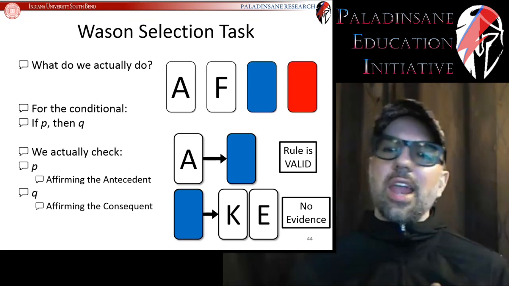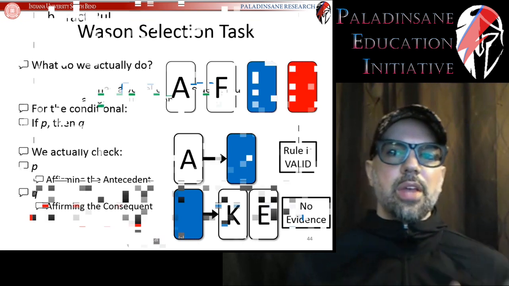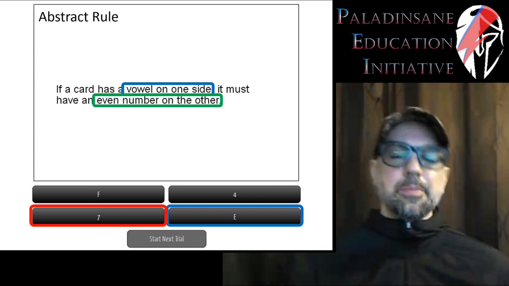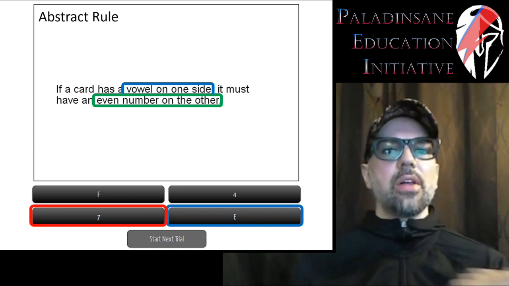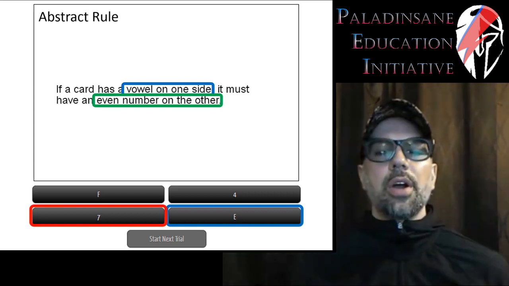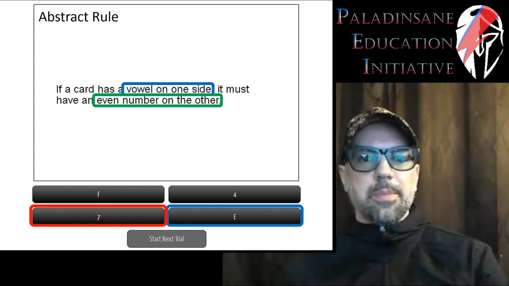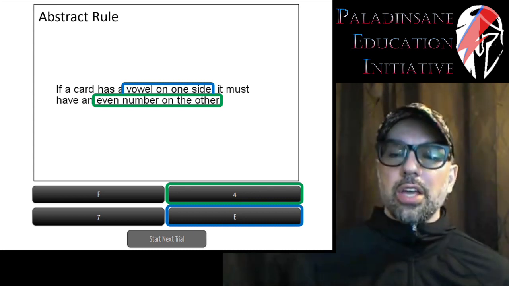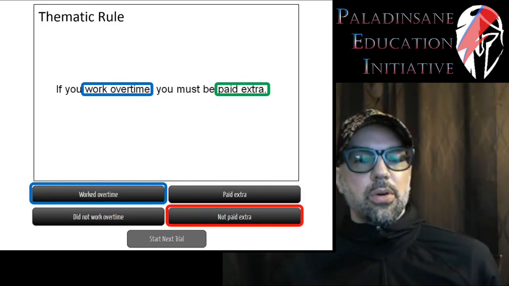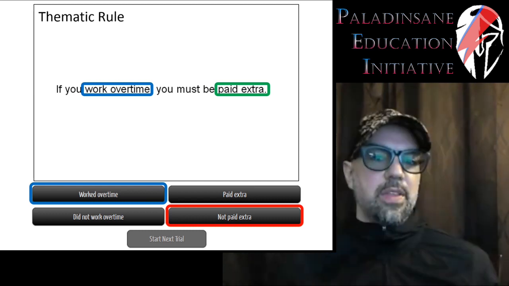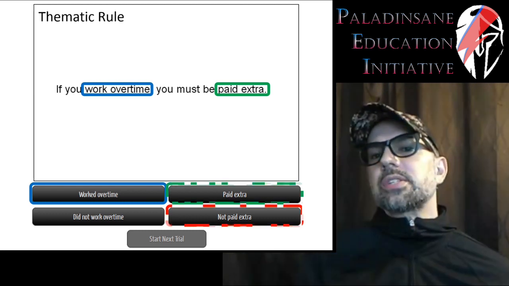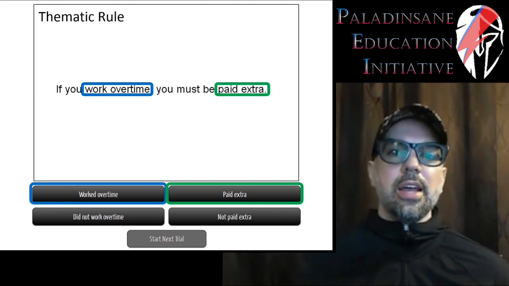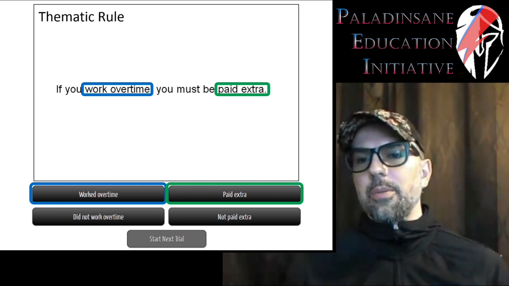K or E is not locked in either way. So this is what we should do. These are the choices we should make. Flip the E and flip the 7, flip the vowel and flip the not even number. What our human minds tend to do is flip the vowel and flip the even number. Look at P and then incorrectly look at Q. So this is what we should be doing. Check the work overtime card and the not paid extra card. This is what we sometimes will fall for. Check the work overtime card and check the paid extra card. And again, that paid extra one, that is affirming the consequent.